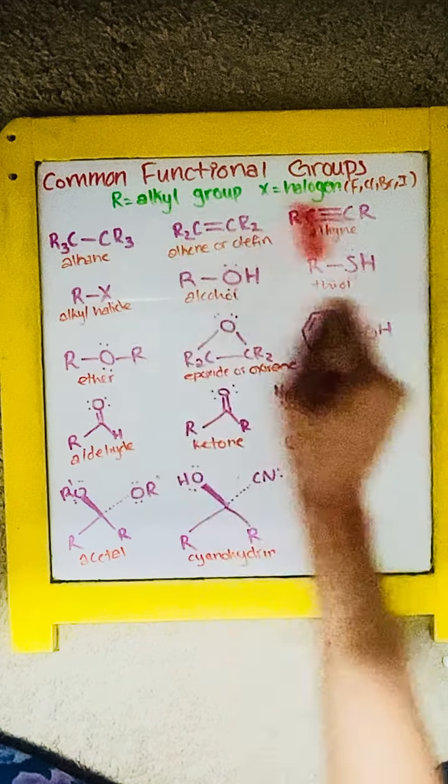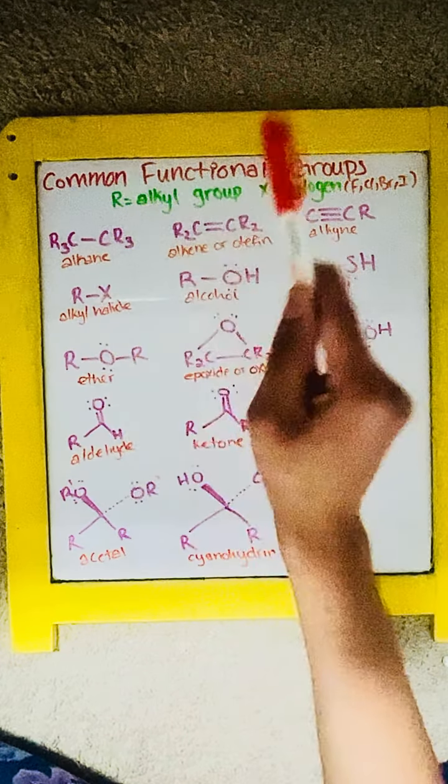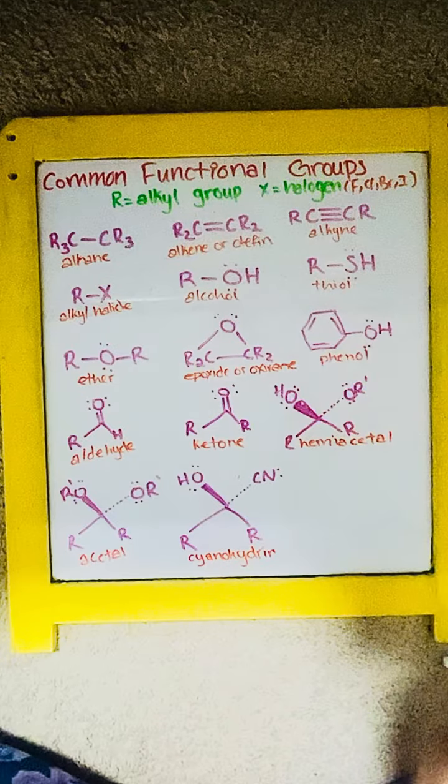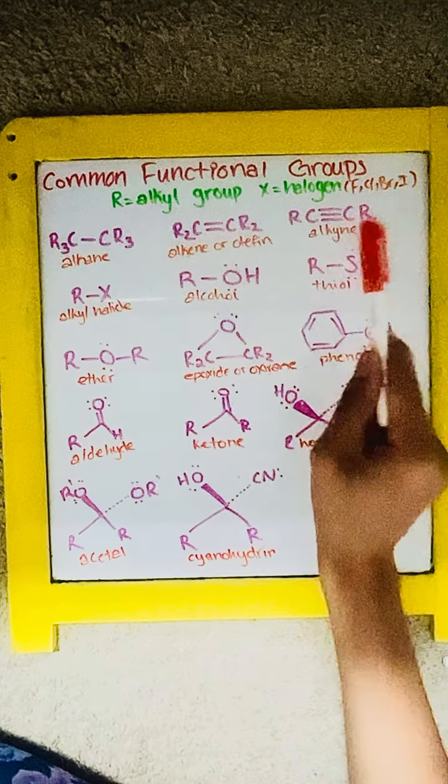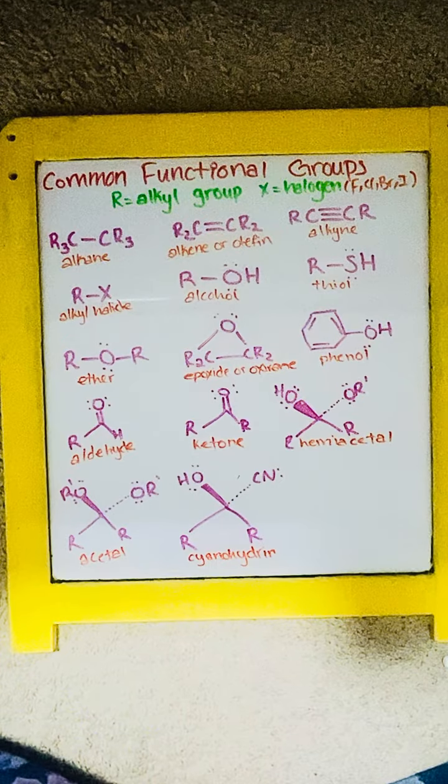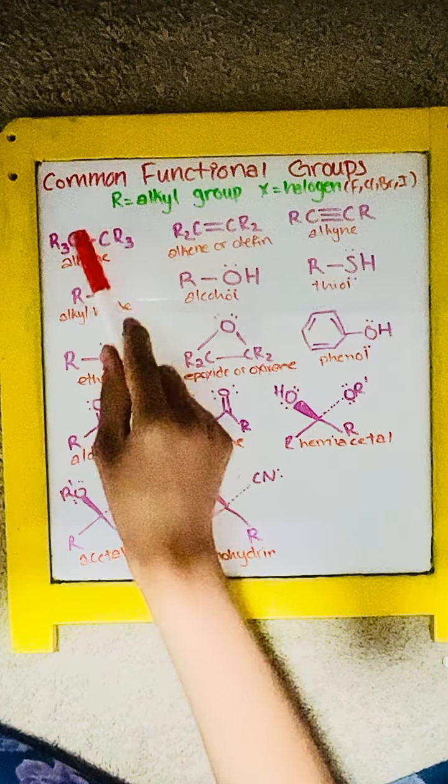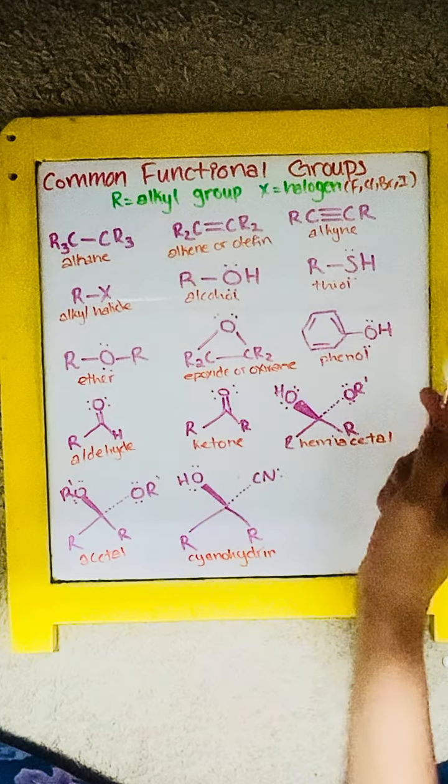So how do we remember this row over here? Alkane, alkene, or olefin, and alkyne. A, E, Y, alphabetically. That's the best way I remember this. And that means 1, 2, 3, the number of bonds.